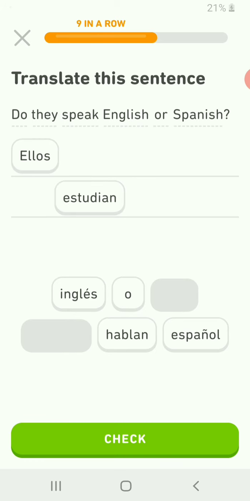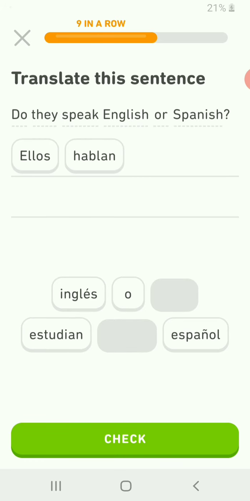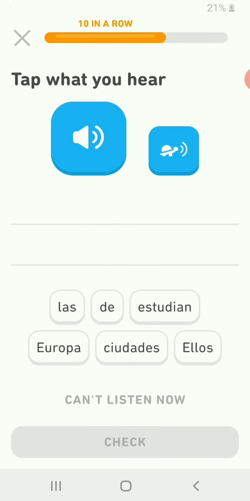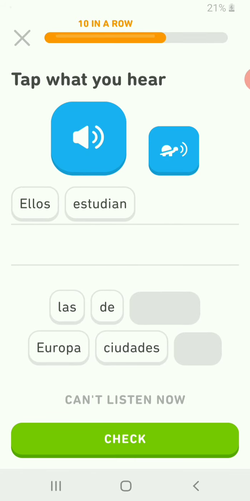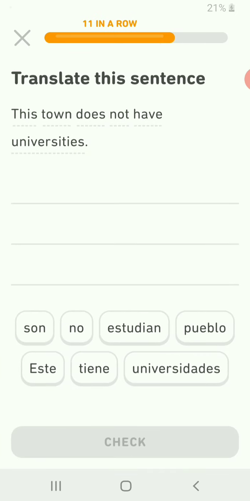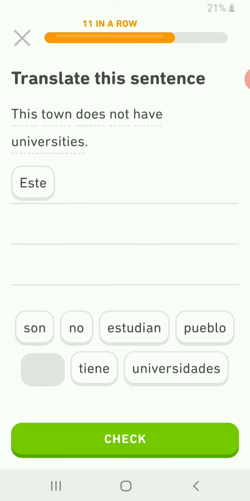Estudian, but hablan, yes. Ellos hablan English o español. Español. Good. Ellos estudian las ciudades de Europa. So this town does not have universities. Este.